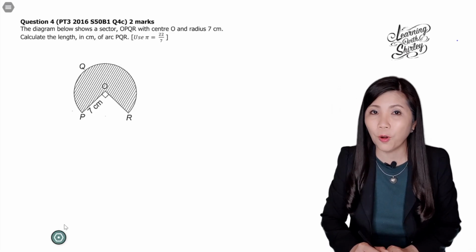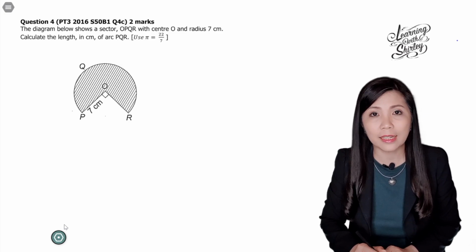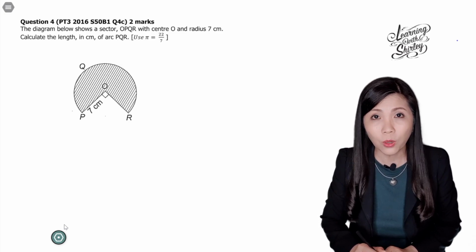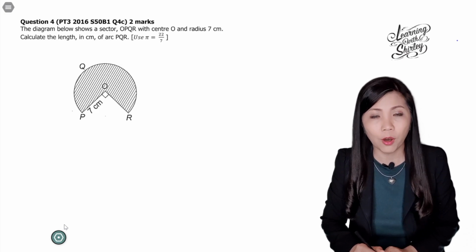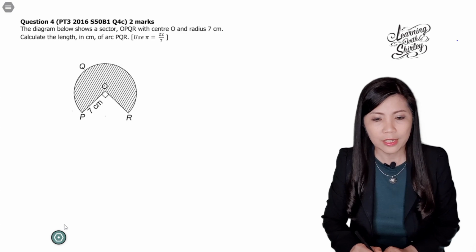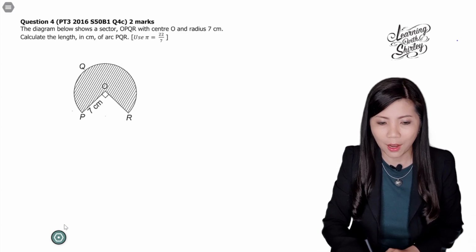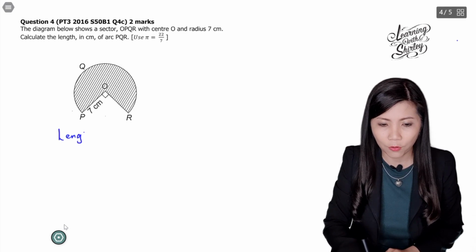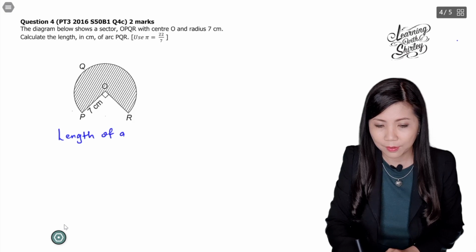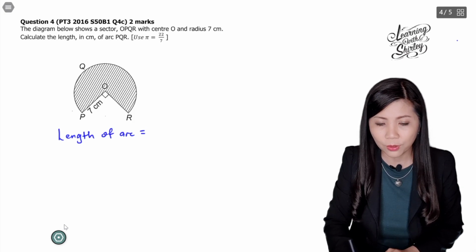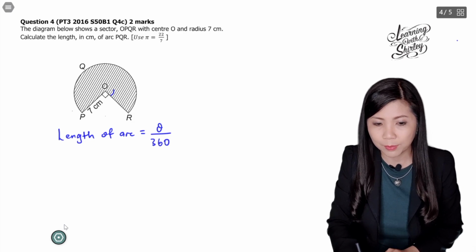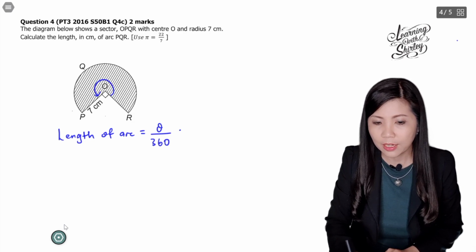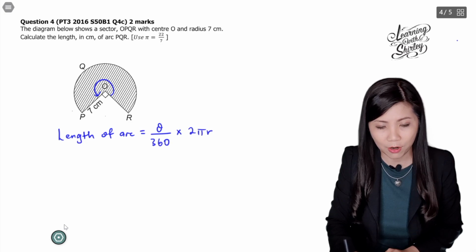Let's look at question number 4. The diagram below shows a sector OPQR with center O and radius 7 cm. Calculate the length in cm of arc PQR. For this, we're going to use the formula: length of arc equals theta over 360, where theta is the angle subtended at the center, times 2 pi r.